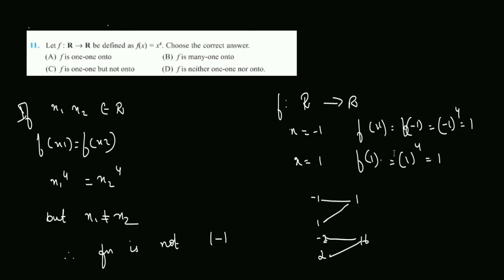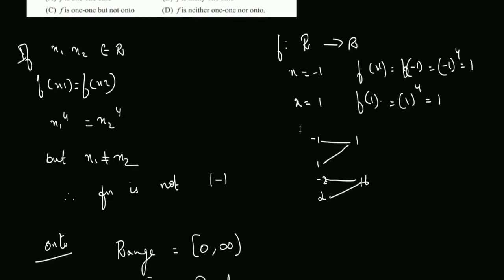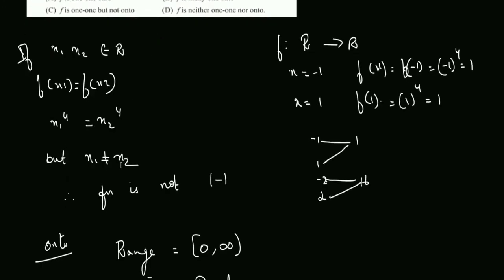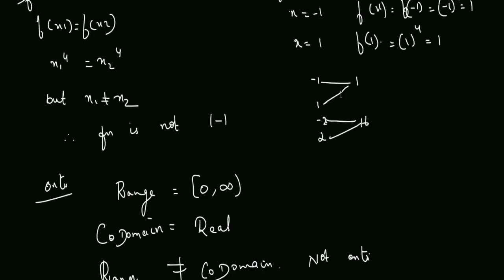Similarly, if you take x as minus 2, the whole power 4 is 16. If you take 2 power 4, it is 16. Again, different elements have the same image. So the function is not one-to-one. Prove that it is not one-to-one by taking an example. If x1, x2 belongs to R and f of x1 is equal to f of x2, then x1 power 4 is equal to x2 power 4 because f of x is x power 4, so x1 is not necessarily equal to x2. We need not prove this because it's only an objective question. Take one example and prove it. So the function is not one-to-one.